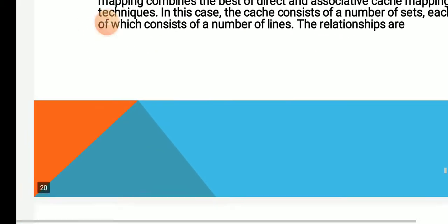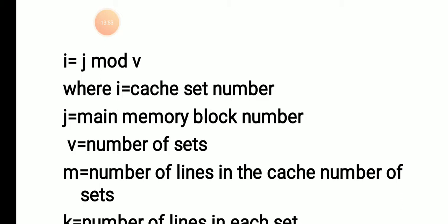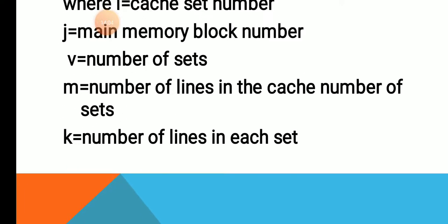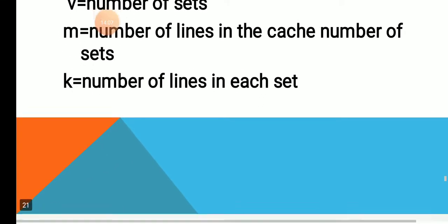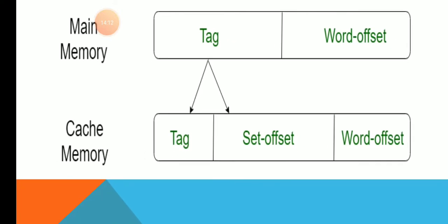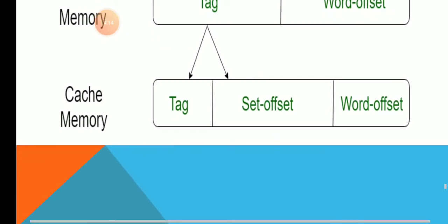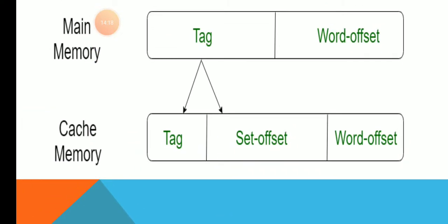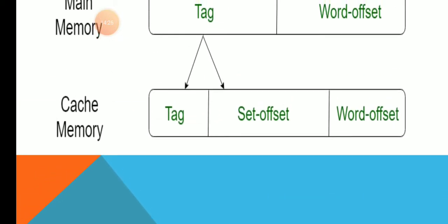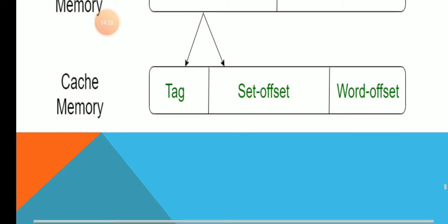The relationships are i equals j mod v, where i is the cache set number, j is the main memory block number, v is the number of sets, m is the number of lines in the cache, and k is the number of lines in each cache set. So this is the main memory tag and word offset, and the cache memory has tag, set offset and word offset. Through the set offset you can go to the specific set of the main memory, and then to each line of that cache memory.